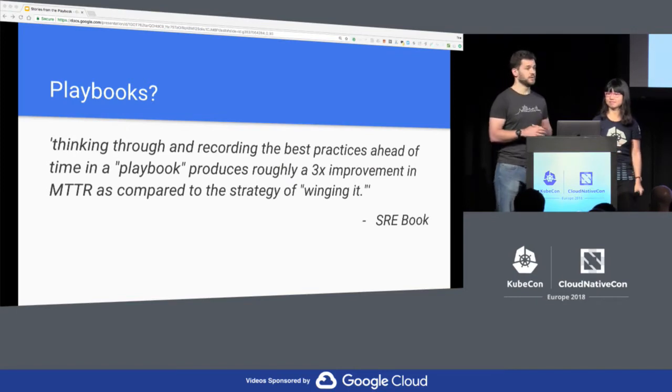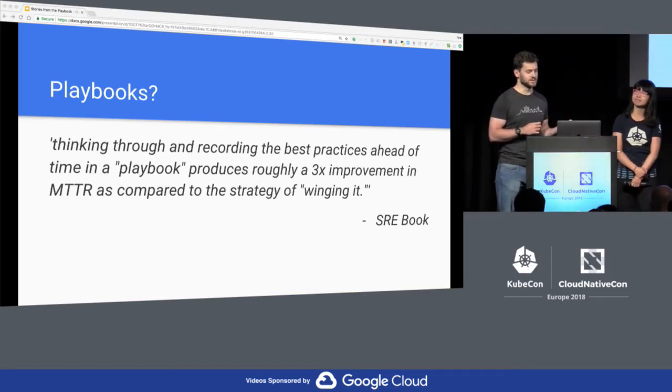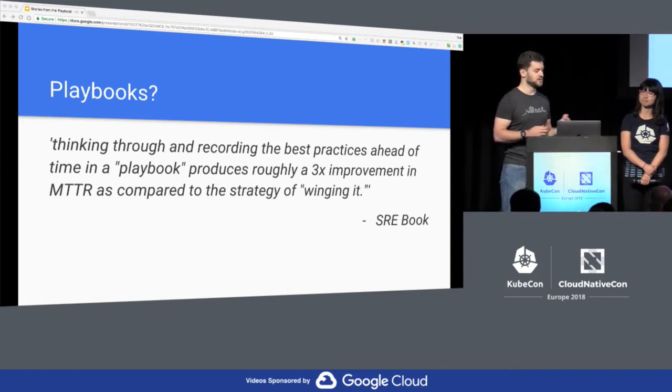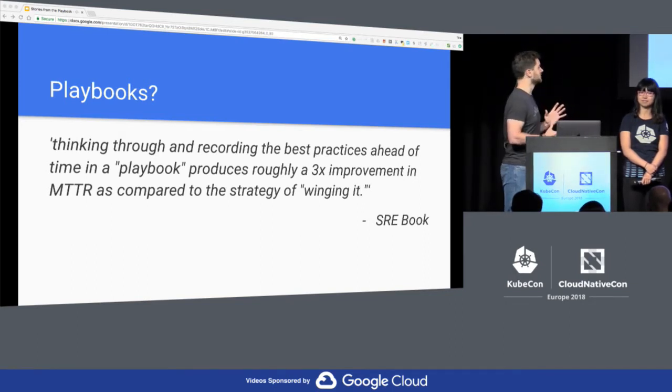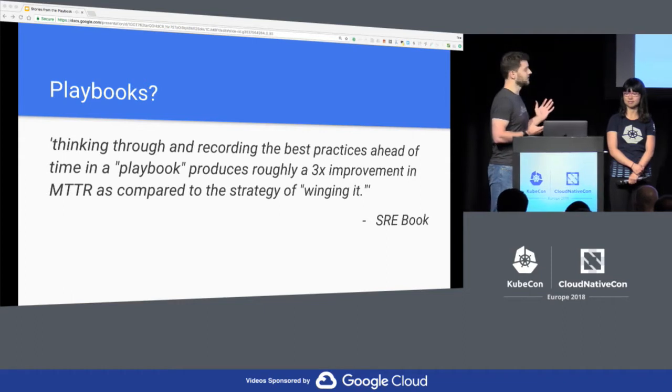Okay, so you're here for some stories from the playbook. So it's probably a good idea to make sure we start off on the same page and describe briefly what a playbook actually is. I was hoping the SRE book would give a nice succinct definition of what that is, but it doesn't say much beyond this, which is fairly light on the subject, talking about best practices and reducing your mean time to recovery.